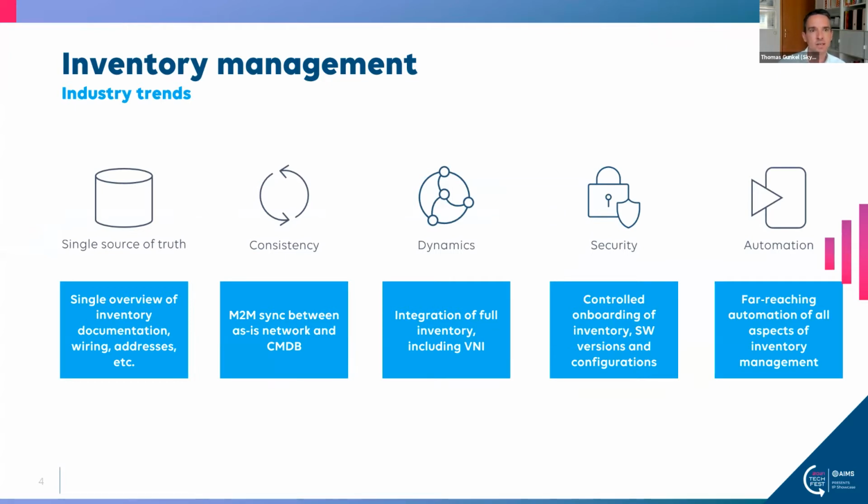All of our customers, when we have discussions with them, are really after a single source of truth. So when you manage your inventory, you want to have one database, one system, a single inventory to document just everything. Your physical inventory, your virtual inventory, your wiring, your IP addresses, all together, a single database. That's the ideal case. It needs to be consistent. Such a database, such a management platform, needs to be in sync all the time with the real situation in the network.